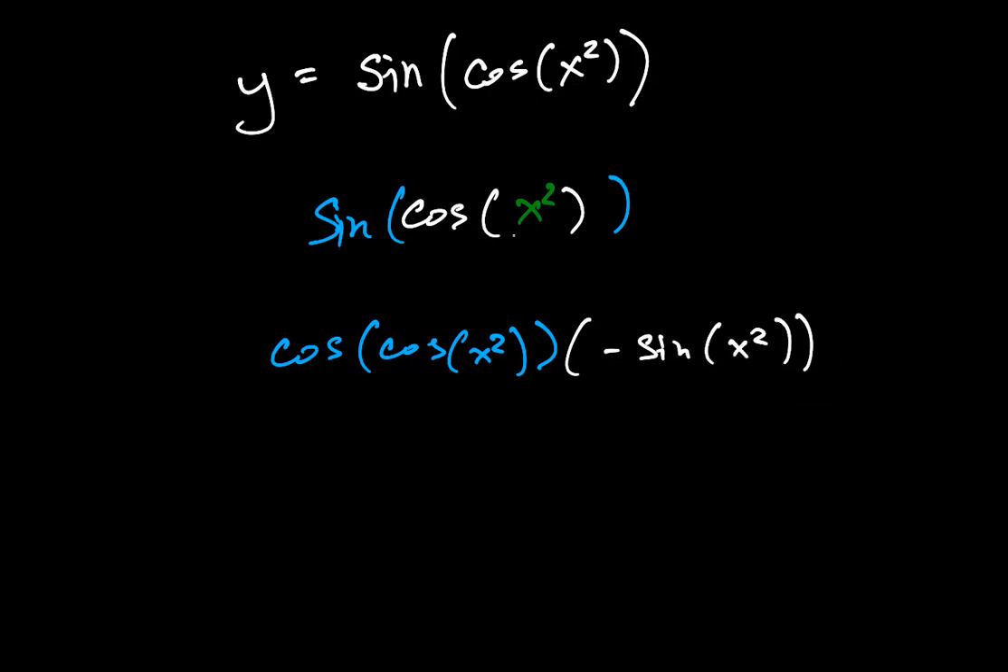Now I'm in green land. The derivative of the innermost layer, which was x squared, the derivative of that is just 2x. And so that is my overall derivative, y prime being that.